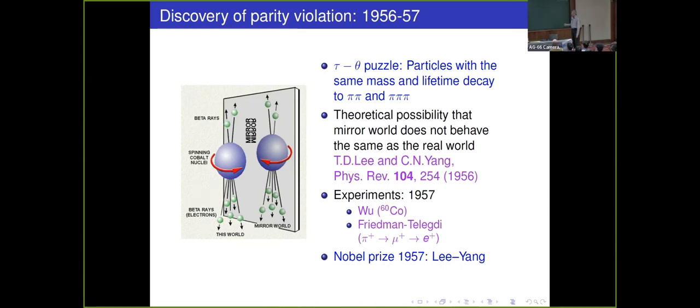The experiment of Friedman and Telegdi, I think at Brookhaven, used a pion beam. They stopped the pion beam, the pion decayed to muons and the muon decayed to electrons. They looked at the angular distribution of these electrons and it was not isotropic. That indicates that there is some parity violation. So almost immediately, the next year, Lee and Yang got the Nobel Prize for this.